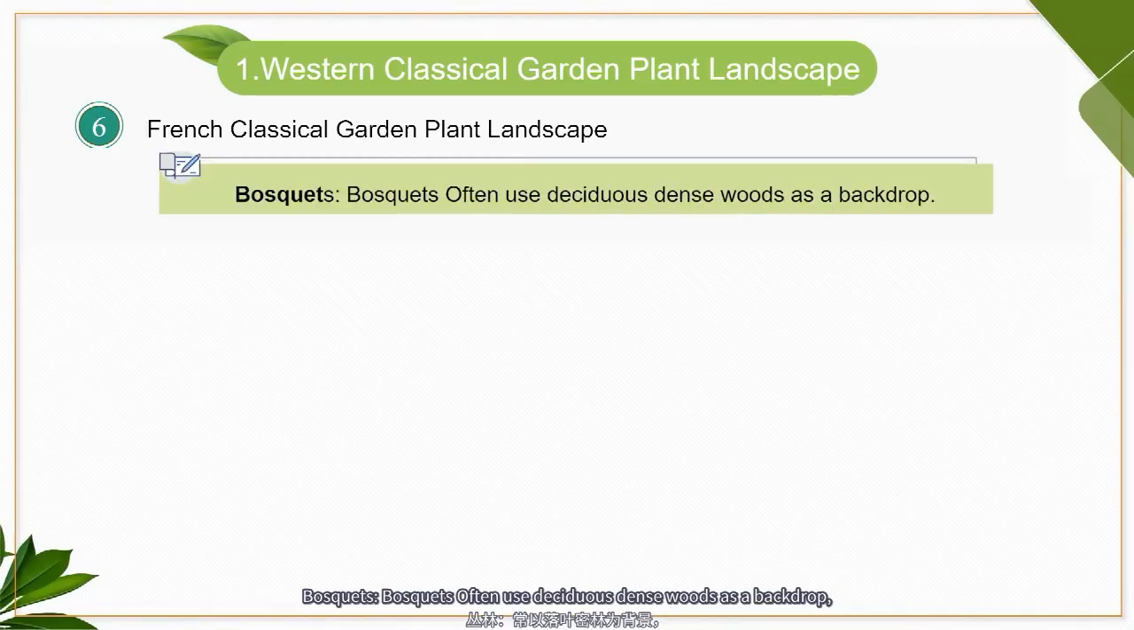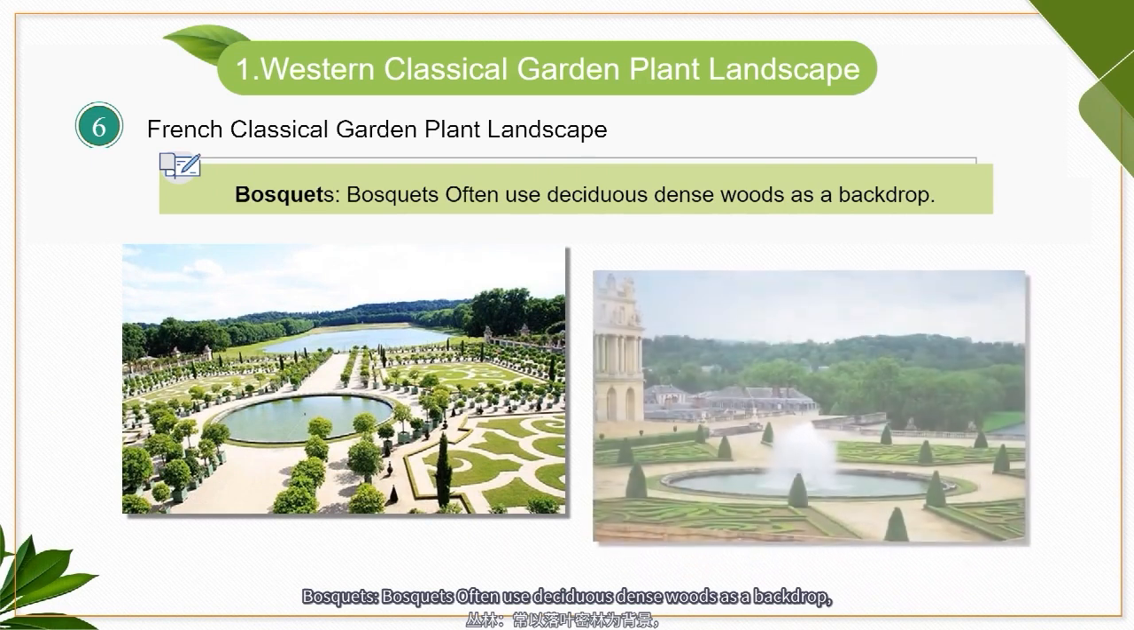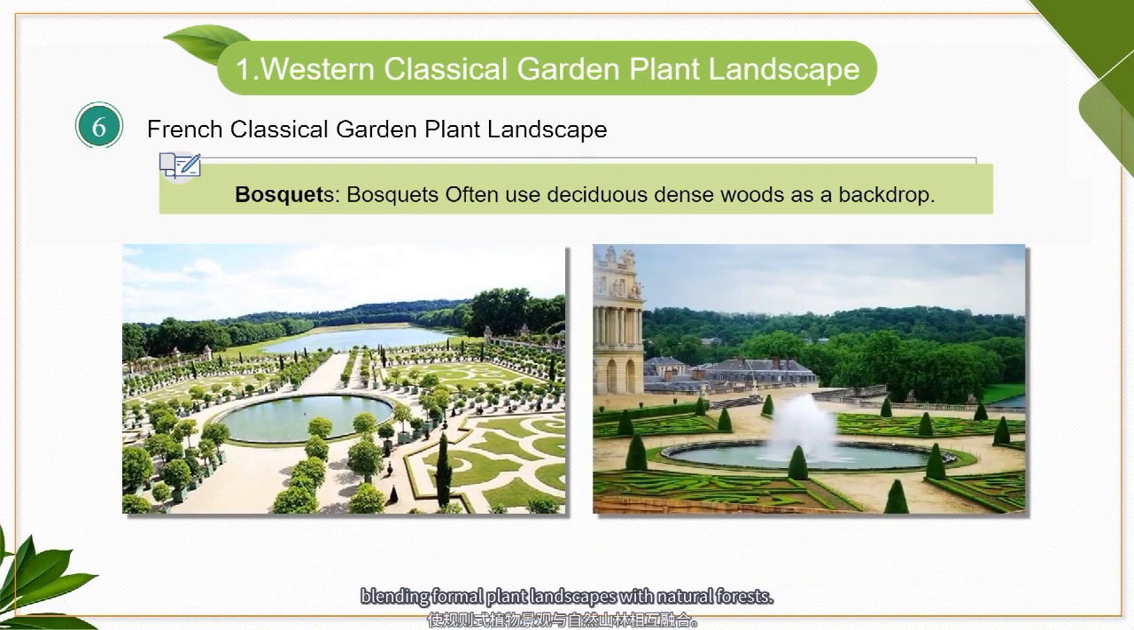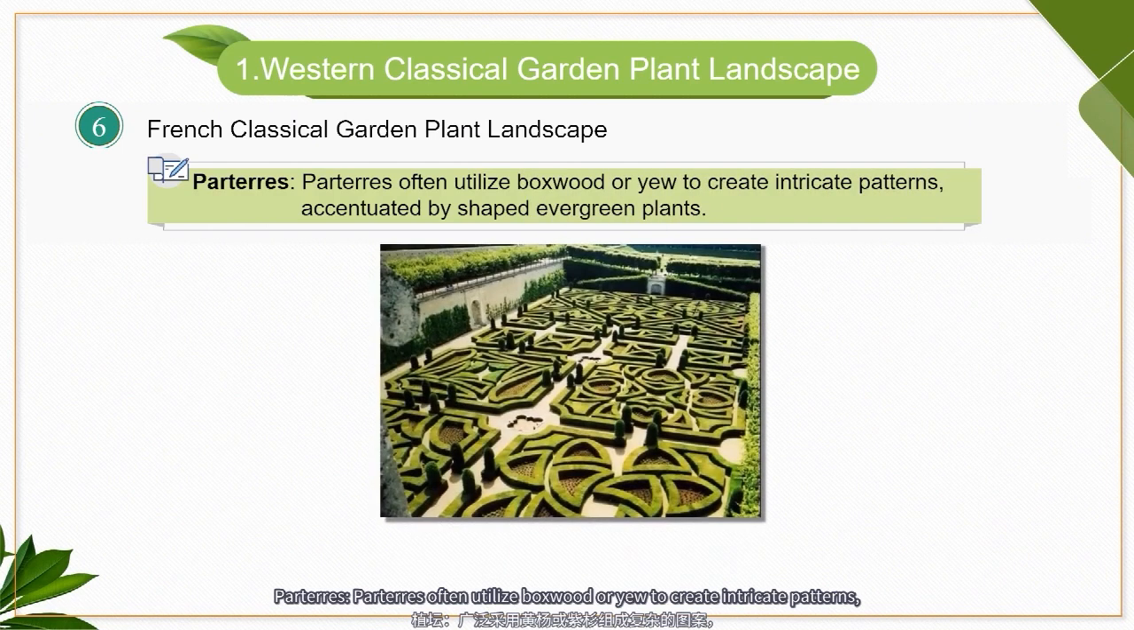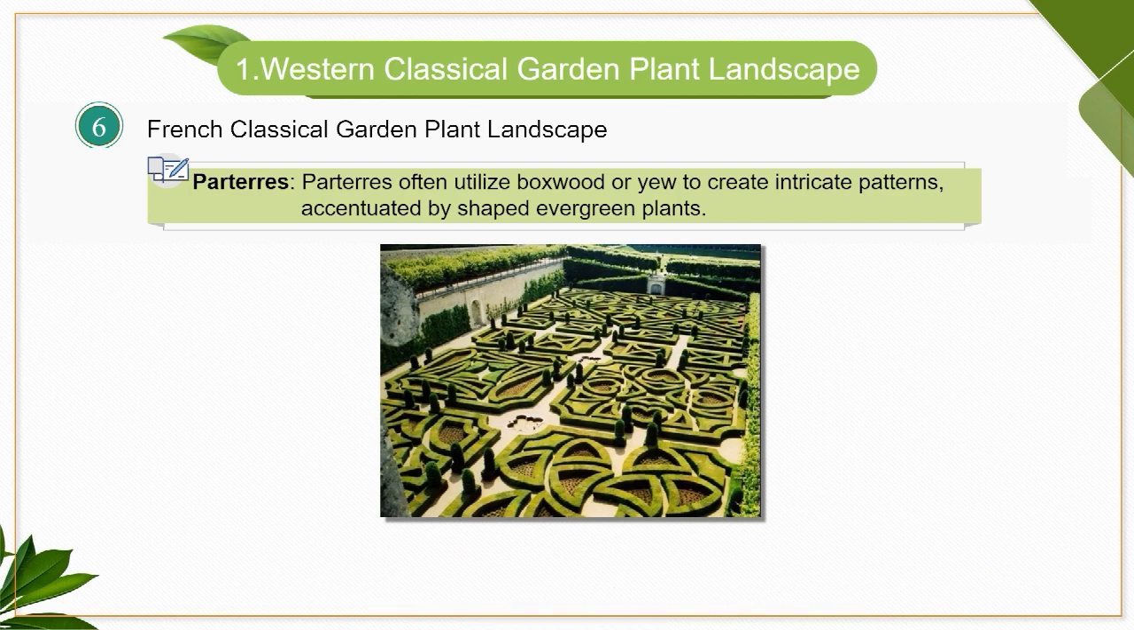Bosquets. Bosquets often use deciduous dense woods as a backdrop, blending formal plant landscapes with natural forests. Parterres. Parterres often utilize boxwoods or yew to create intricate patterns, accentuated by shaped evergreen plants. These rich, exquisite parterres serve as the main ornamental features in gardens.